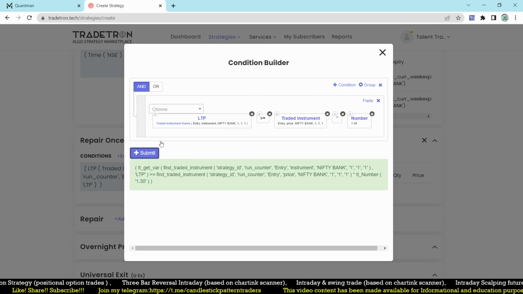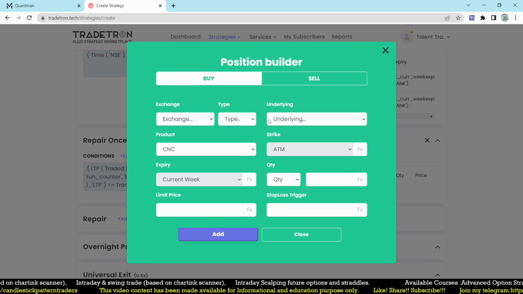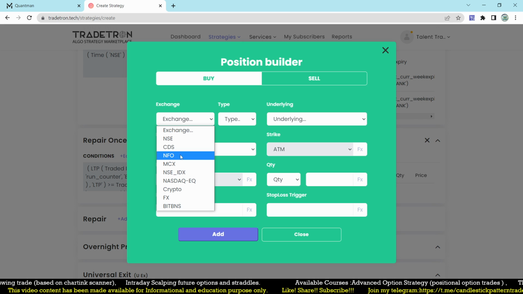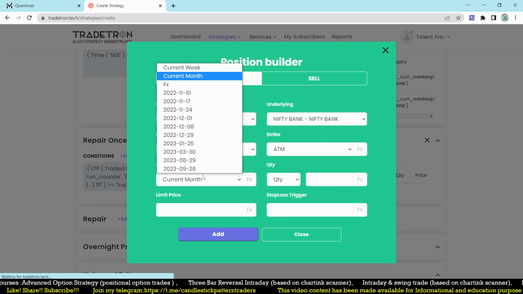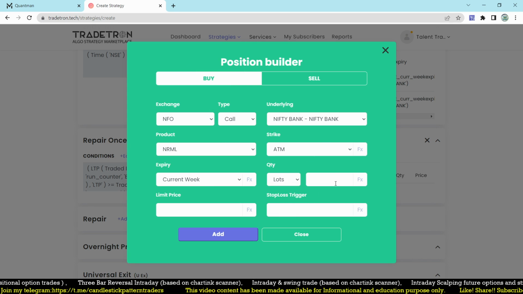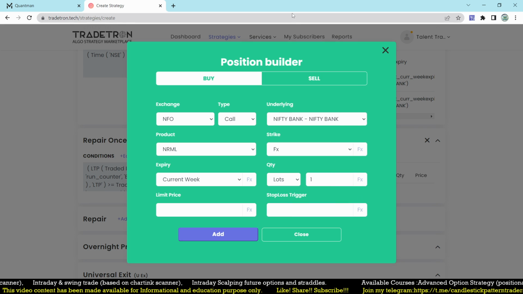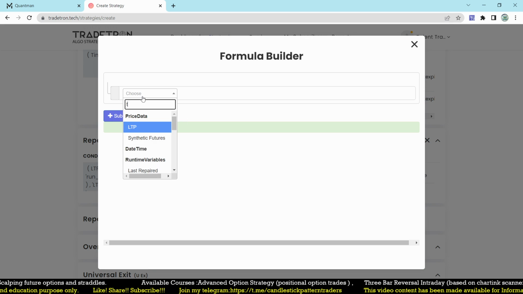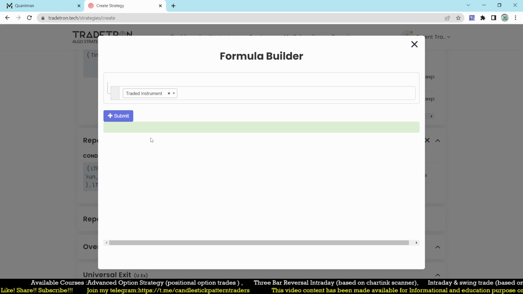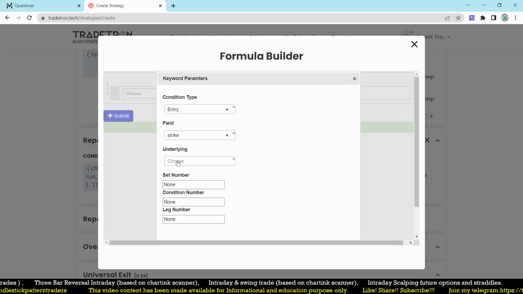I am going to submit here, and whenever this condition is met, I am going to add the position. I am going to buy that leg which I have traded. That was a call, the leg traded on Nifty Bank, NRML, current week, and the lot size is 1. Here we are going to add some conditions, which strike price we are going to exit. That means there is some traded instrument entry, here we need to make strike price Nifty.